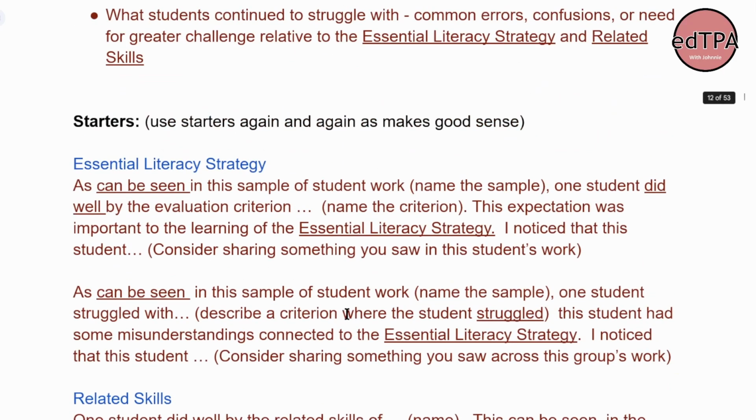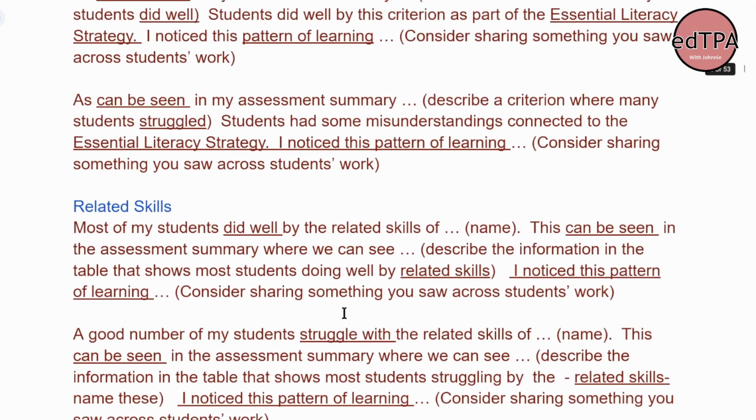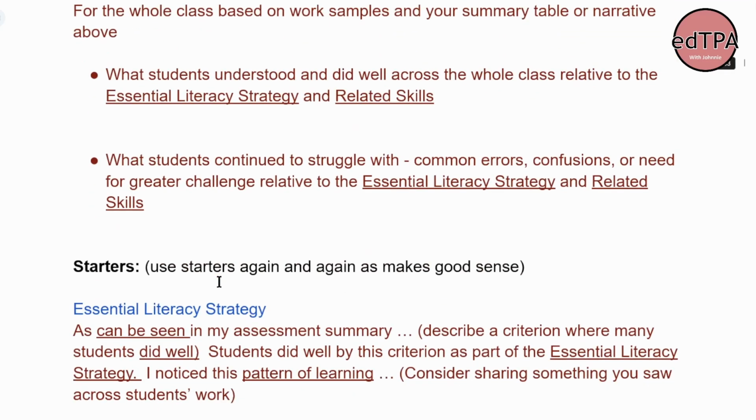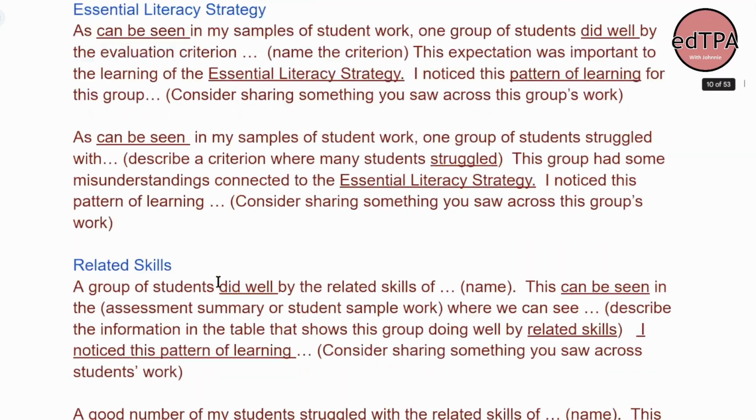So there's a lot to this prompt. Let's go back up to understand why it's so complicated. You have to have evidence, so this is from student work or from the whole class summary in the table above. You need to talk about patterns of learning, and you need to do this for both the whole class and differences in groups or individual learners related to essential literacy strategy and related skills, and you need to be talking for each one of them about what they did well and what they continue to struggle with. So that's why there's so much here for each one of the groups. Hope this will be helpful to you.